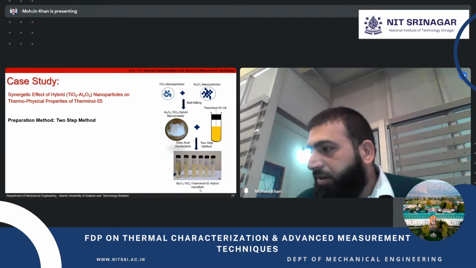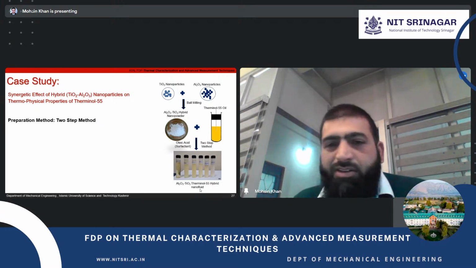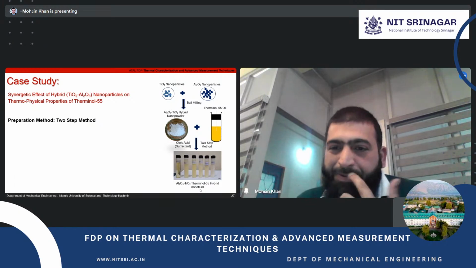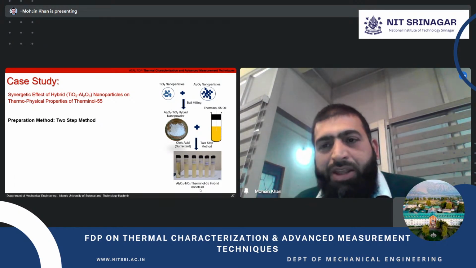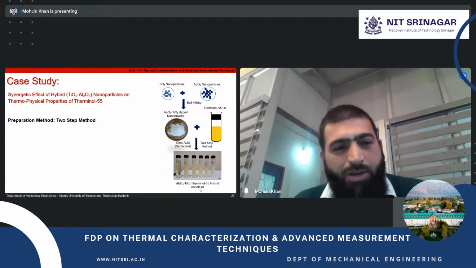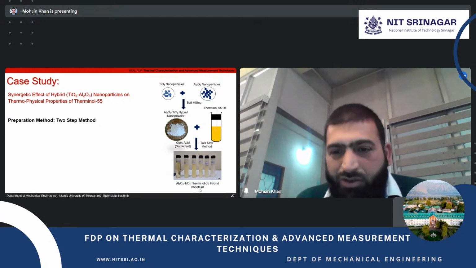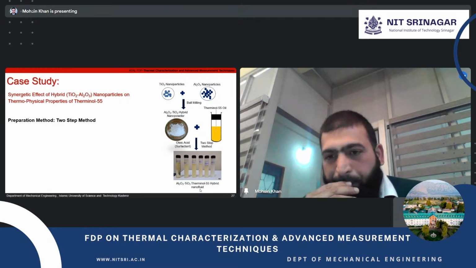Thermal 55 is essentially a heat transfer fluid which is being used in various heat transfer applications, particularly in solar collectors and in heat exchangers, wherein a good amount of heat is being extracted. The best part about Thermal 55 is that it has a high boiling point around 300-400 degrees Celsius, so it's quite stable above 100 degrees Celsius.